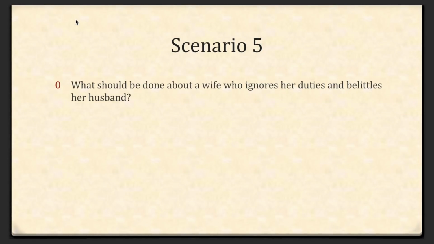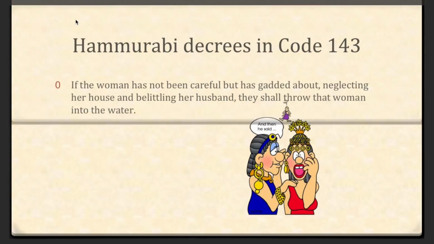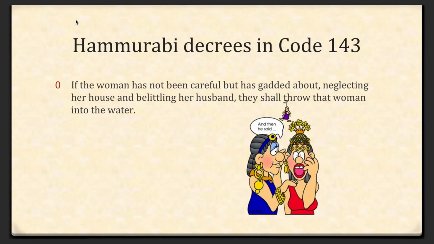Scenario 5, what should be done about a wife who ignores her duties and belittles her husband? My goodness. Now we tend to think, uh-oh, is he going to kill her too? He seems to like to kill people. But if the wife is neglecting her home and belittling her husband, they shall throw that woman into the water.